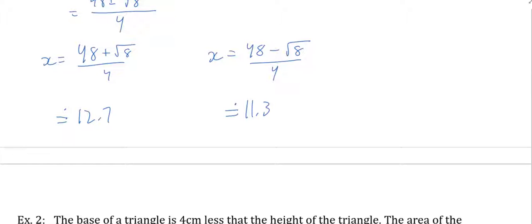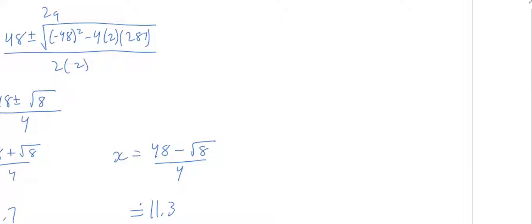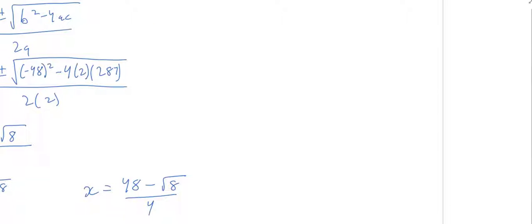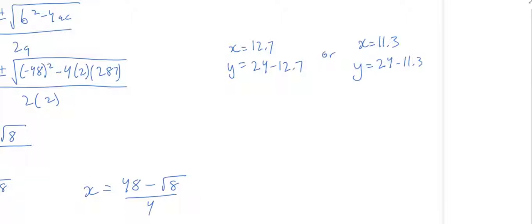These are not my answers. These are two possible values of x. Sometimes they both work. Sometimes only one works. Okay? So what I need to do is do this twice. If x equals 12.7, then y equals 24 minus x, so 24 minus 12.7. Or if x equals 11.3, then y equals 24 minus 11.3.